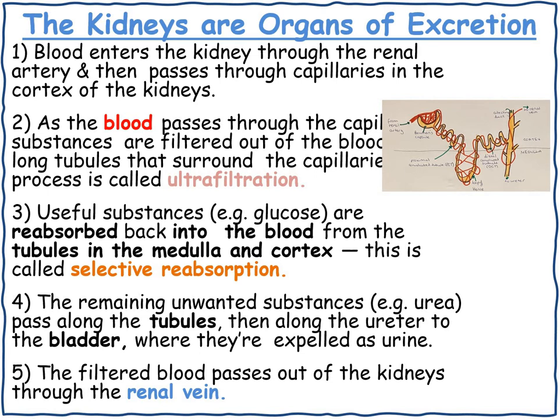Then the remaining unwanted substances like urea pass along the tubules, then along the ureter to the bladder, where they're expelled as urine. And the filtered blood passes out of the kidneys through the renal vein.